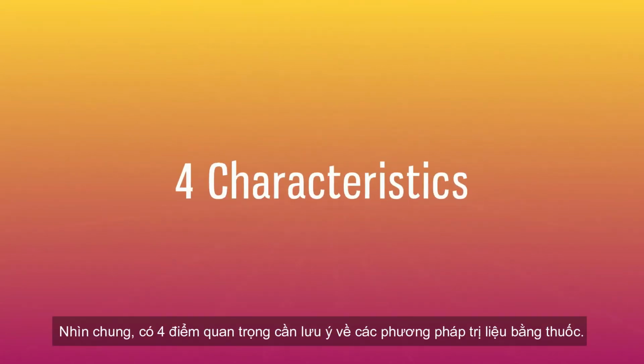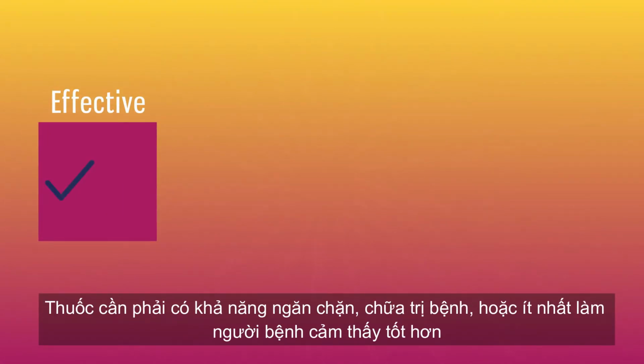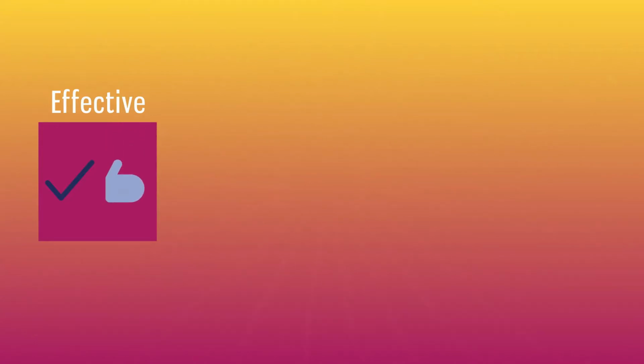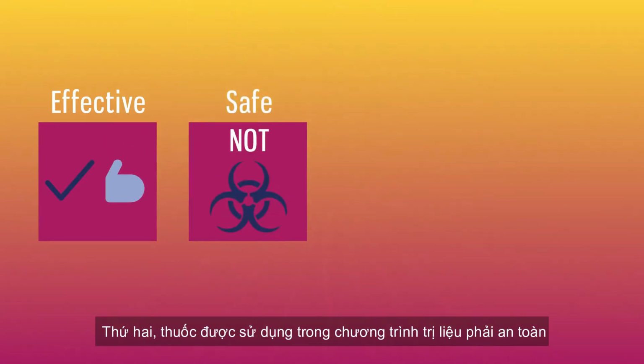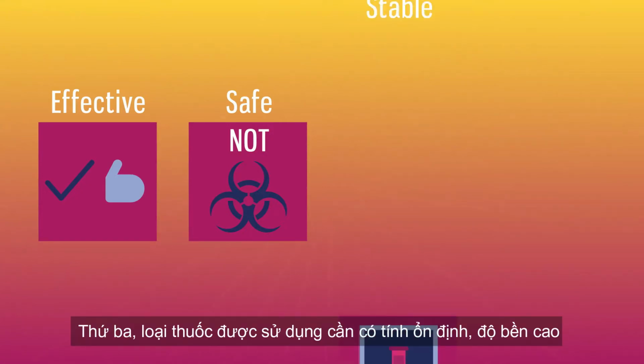There are 4 important characteristics of drug treatment. The medication must be effective. It must prevent or cure a disease, or at least make you feel better. It must be safe. The drug must not be too toxic or poisonous, or have unacceptable side effects for the patient. It should be stable.